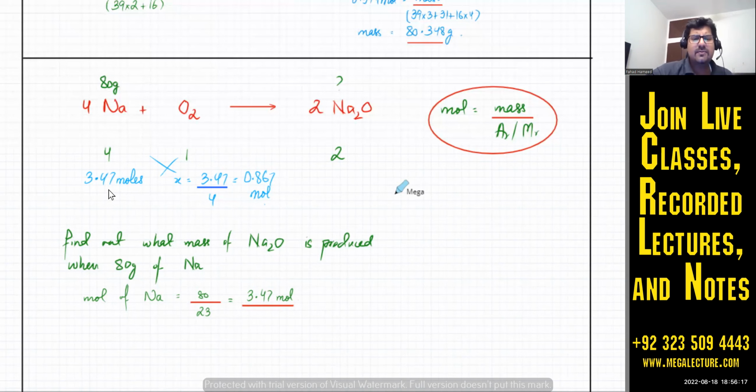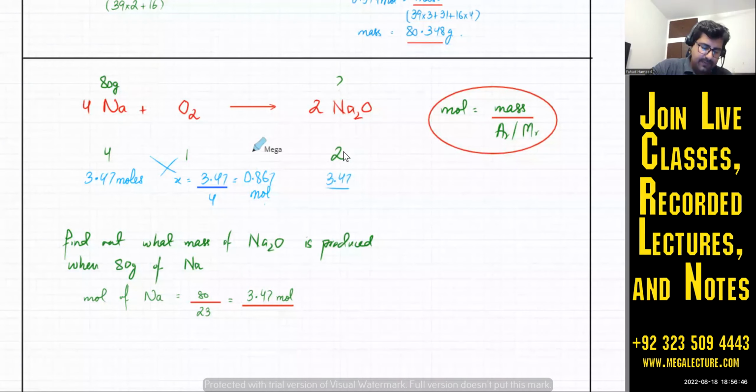अच्छा खैर, but you weren't supposed to even find the moles of oxygen. They weren't asking for oxygen. They were asking for sodium oxide. How do you find the moles of sodium oxide? So it's 4:2, so 3.47 ratio x. आसान तरीका क्या था? 3.47 divided by 4 into 2, right? That's how I told you to do ratios quickly. 3.47 divided by 4 times 2. So in that case, it's going to be 3.47 divided by 4.